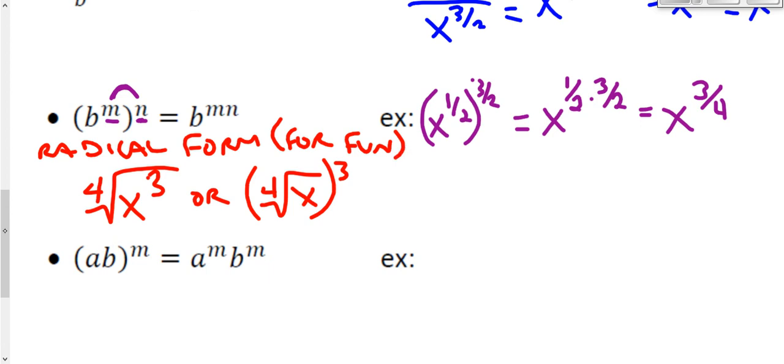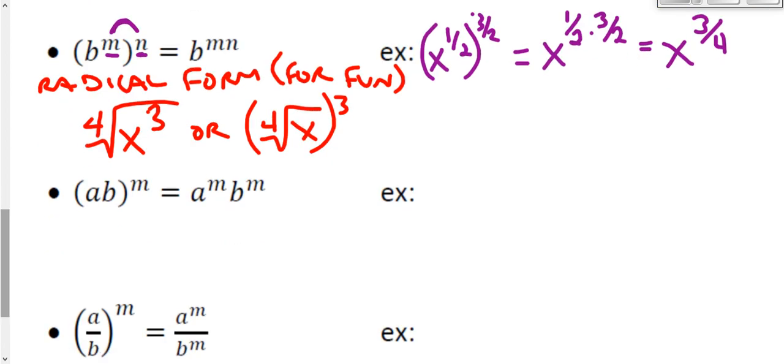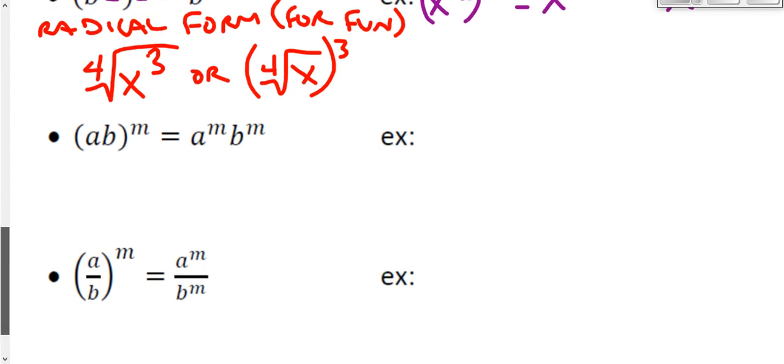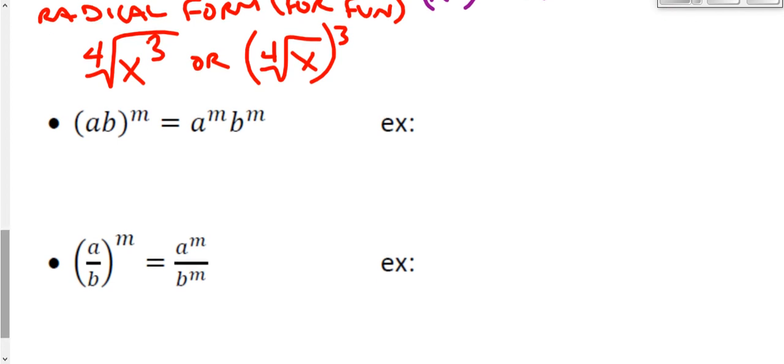But I just wanted to remind you that if I'm writing something in radical form, the numerator is the exponent and the denominator is the index. It's the root. Okay, so we have 2 more examples here.